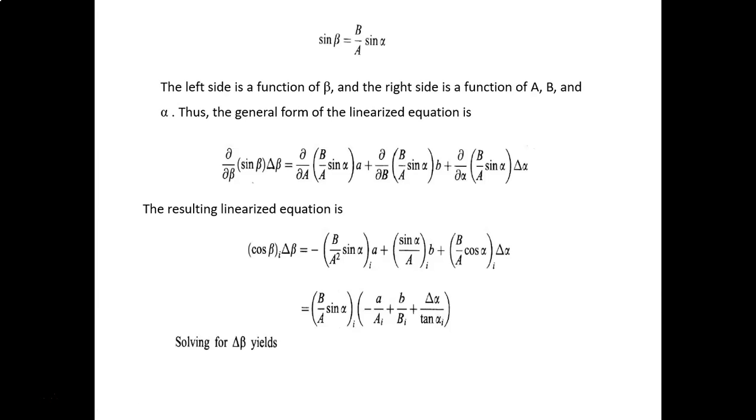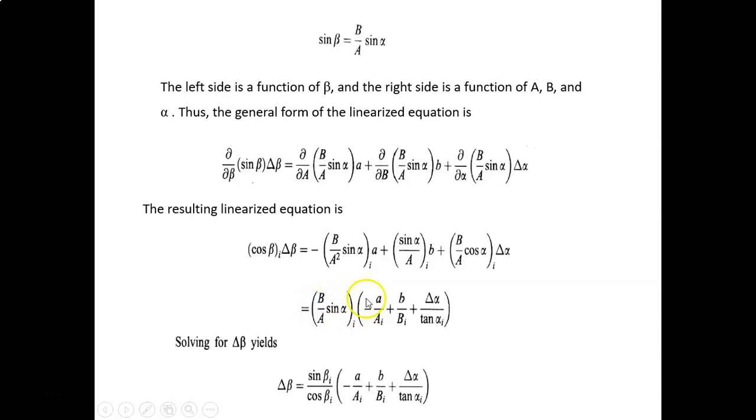solving for delta beta yields. Therefore, what will now be delta beta? Therefore, this cos beta is there. We will take it on this side. Therefore, cos beta is multiplied here, so on this side, when it comes, it will become divided by. Therefore, delta beta is equal to B upon A, that is sin beta I divided by cos beta I.